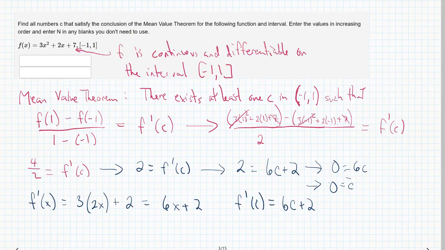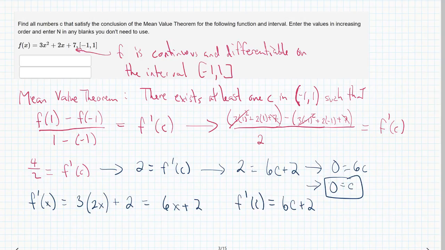Kind of a silly answer, but it starts to make a little more sense when you think of what's happening with the graph at that point. And notice this is inside the interval -1, 1, so we're good to go there. And that's it. There are no other values inside that interval where it happens. Okay. Questions on that?